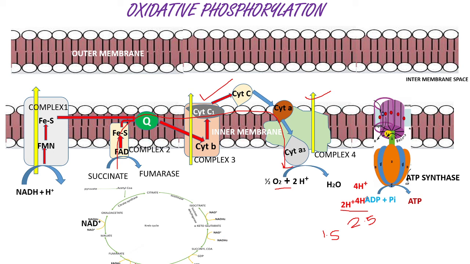So this is the end of our topic. This model explains how the energy is produced, how the ETC is coupled with phosphorylation.